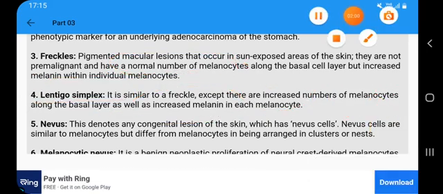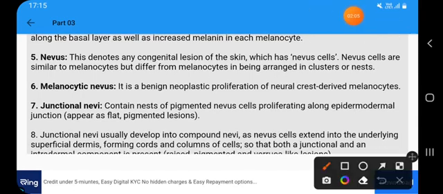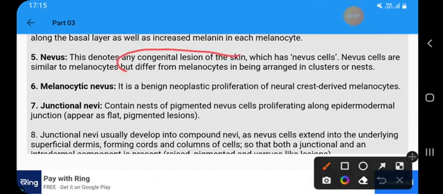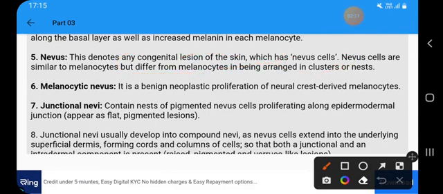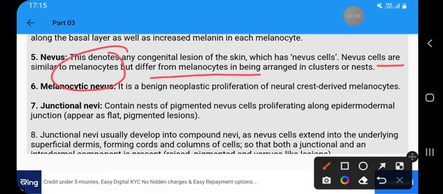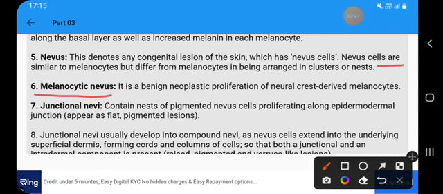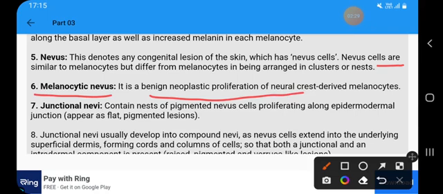Then there is another condition known as nevus. Nevus is a congenital lesion of the skin which has nevus cells. The nevus cells are similar to melanocytes but differ from melanocytes in being arranged in clusters or nests. Then there is melanocytic nevus. It is a benign neoplastic proliferation of neural crest derived melanocytes.